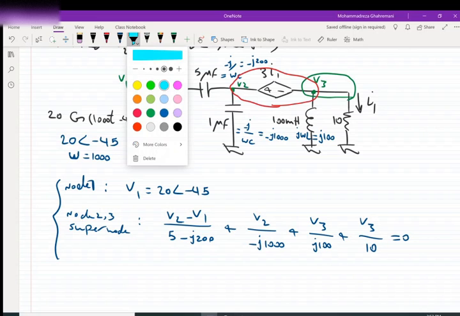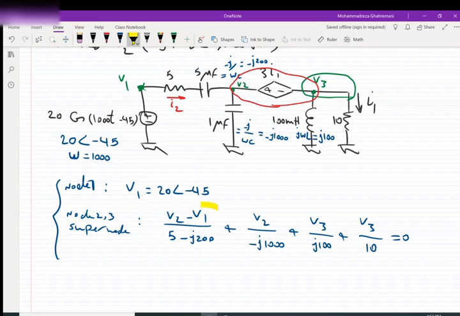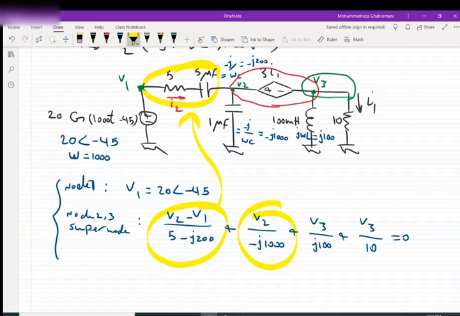Okay, let me show you each part. This one is for this current. This equation is for this current. This equation is for this current, and this equation is for this current. So the total of these four currents is equal to 0.